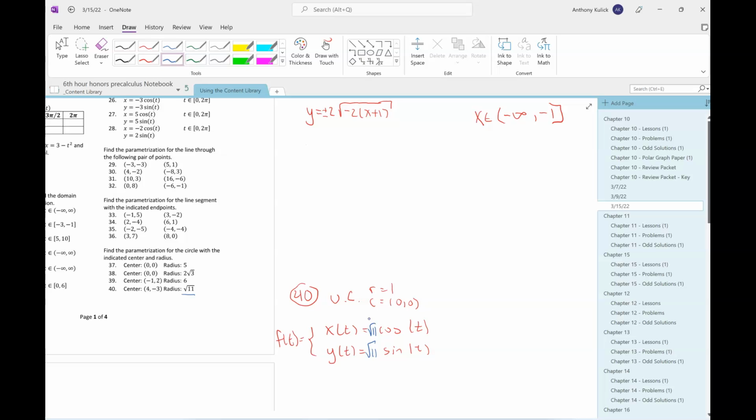Does that feel cool? Then I have to worry about the center. If I add 4 to every x coordinate, it's going to shift the entire circle over to the right 4 units. And then if I subtract 3 from every y coordinate, it's going to shift the whole circle down 3 units. So we're now at a circle with center 4, negative 3, and radius square root of 11. Does that feel okay? Yeah. And that's the gist of it. Does that make sense? Yeah. No problem.